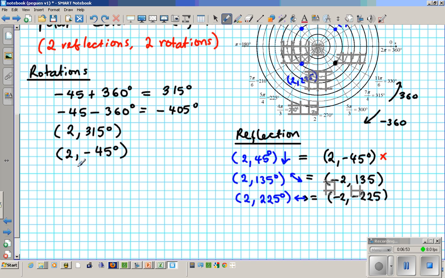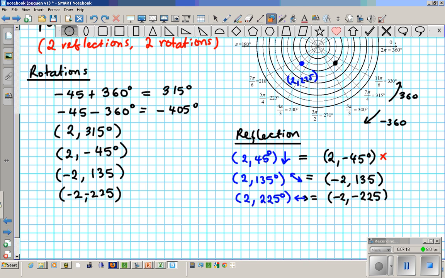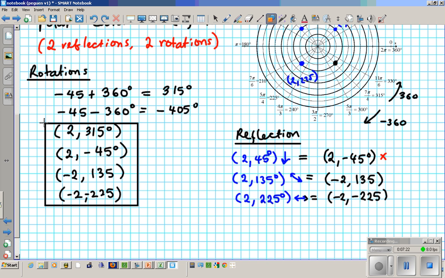So our answers, let's organize them. Our answers are going to be 2, 315, negative 2, 135, and negative 2, negative 225. Can't even write anymore. Since this one overlaps with that one, I don't have to put it again. All right? So when you're doing your board work, just organize them together and put them in a box, okay?